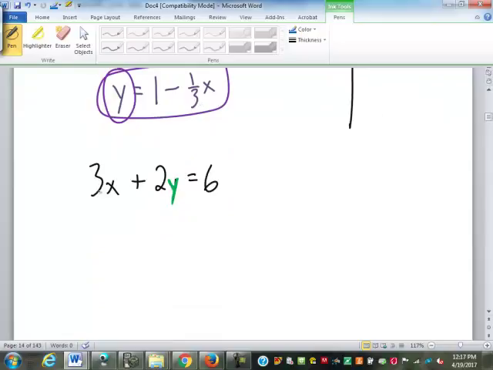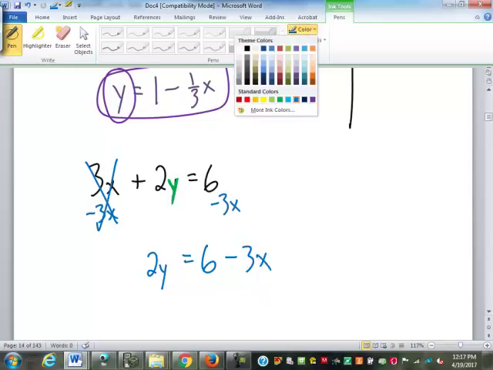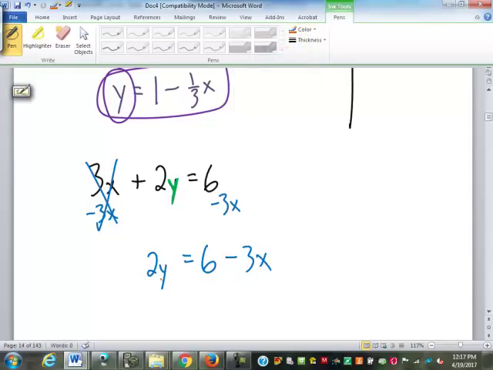So that's a positive 3x. We get rid of it by subtracting 3x. That leaves us with 2y here. We have to subtract 3x from the other side. We cannot subtract it from 6. So 6 minus 3x is just 6 minus 3x. Then finally, we have to divide by the 2, because y has been multiplied by 2. That'll leave us with y.